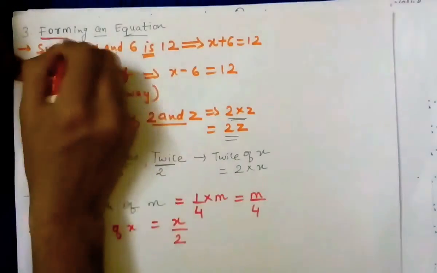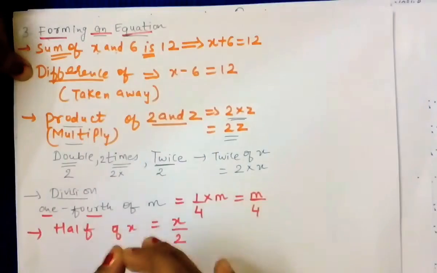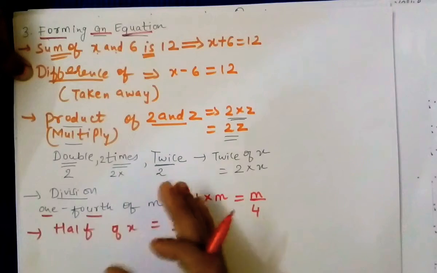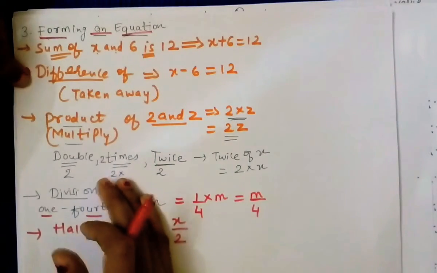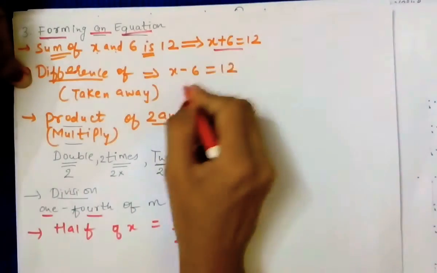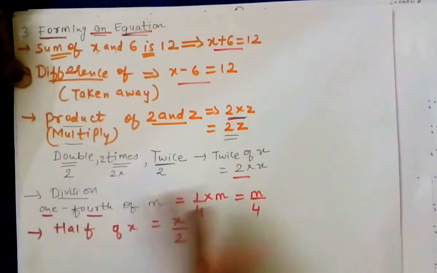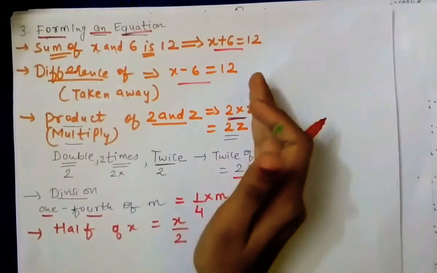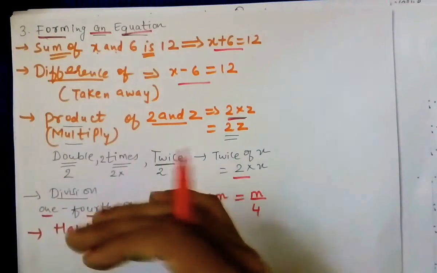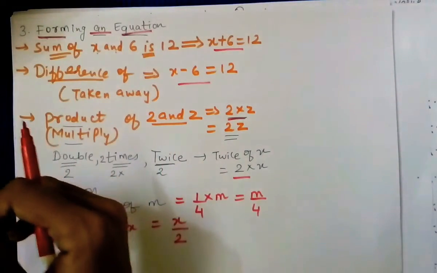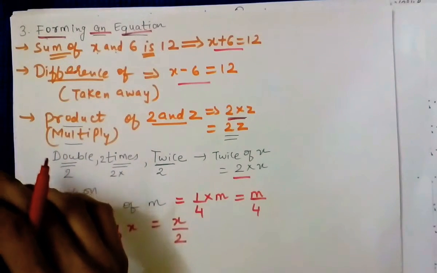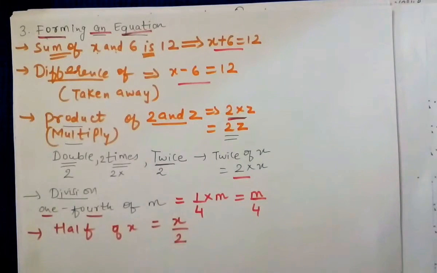So this was forming of equation with the help of words and statements. If statements are given, you have to be careful with the words and what operation is to be used: multiplication, addition, subtraction, or what. Then with the help of this, you can form equations. Statements are given and you have to form an equation, or sometimes an equation is given and you have to write a statement for it. That we will see when we do the textual exercise sums. So this was the third topic, forming an equation.